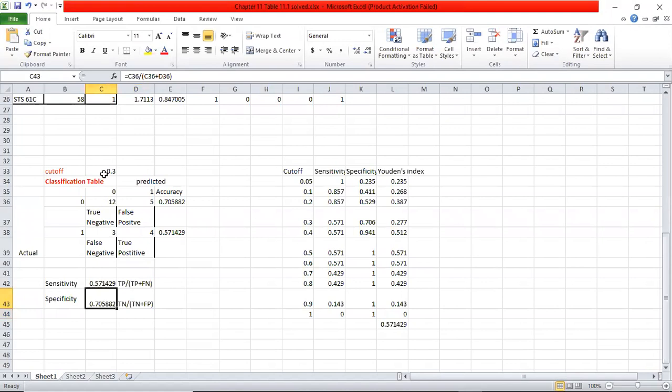Now we'll vary the cutoff probability here. First I'll give 0.05. If I give 0.05, I got the sensitivity as 1 and specificity as 0.23.